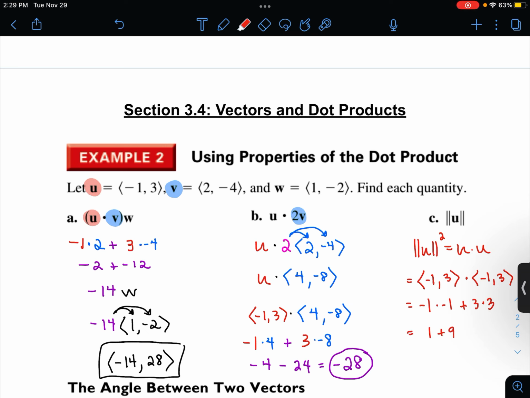-1 times -1, add it to whatever 3 times 3 is. 10 is what the magnitude squared is. We need the magnitude itself, so of course we're going to just square root that number, and then we'll have the magnitude of the vector. So that's one way that you could find the magnitude without doing the old magnitude equation. So that's using the definition of dot products and some of the properties of dot products.